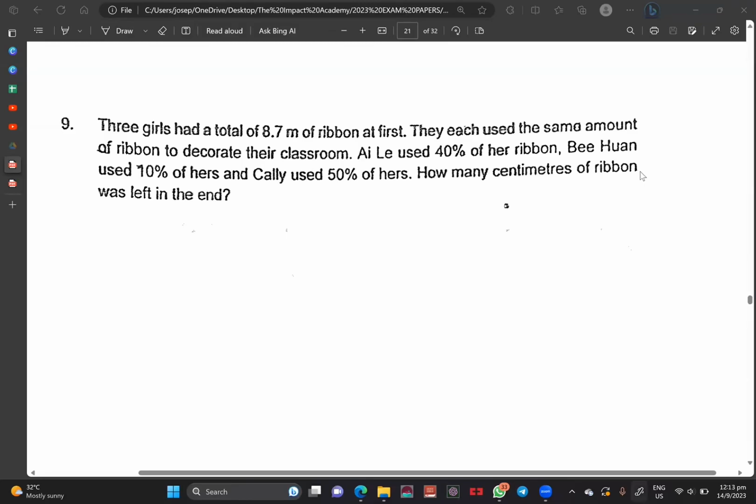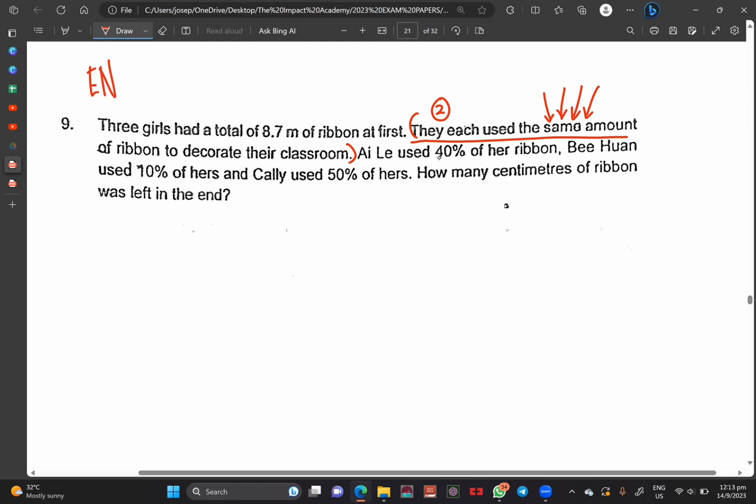Everyone, today we are looking at question 9. As you can see over here, it says that Trigger had a total of 8.7 meters of ribbons at first. Okay, nothing much to write. Then when I read on to the next one, it tells me in sentence number 2 that they used the same. Because of the word same, you need to be very alert. When I see something like this, I know that this is what we call equating numerators, EN.